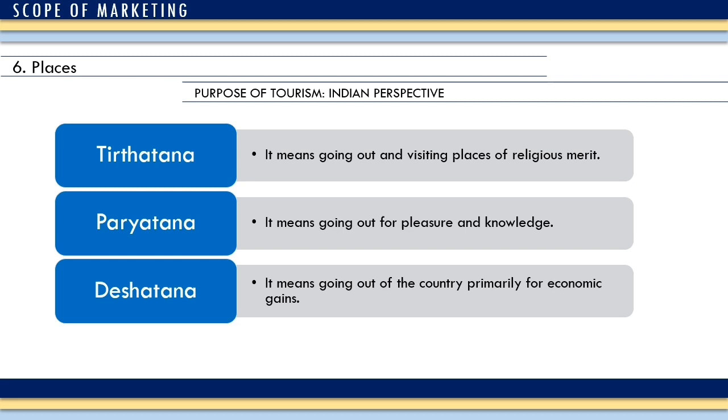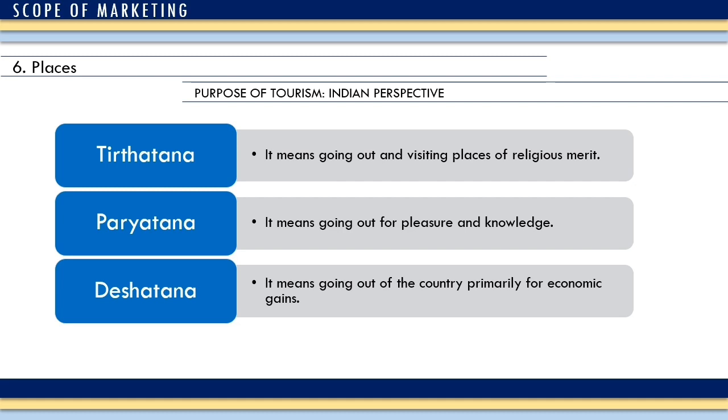And the third one is called Deshatana. Now, Deshatana is from the perspective of business with an objective of making profits. So if you're traveling for the sake of business, of course, there is an element of profit involved in it. You want to go there for your economic gains, directly or indirectly. So that's also one of the reasons as to why people visit different places.